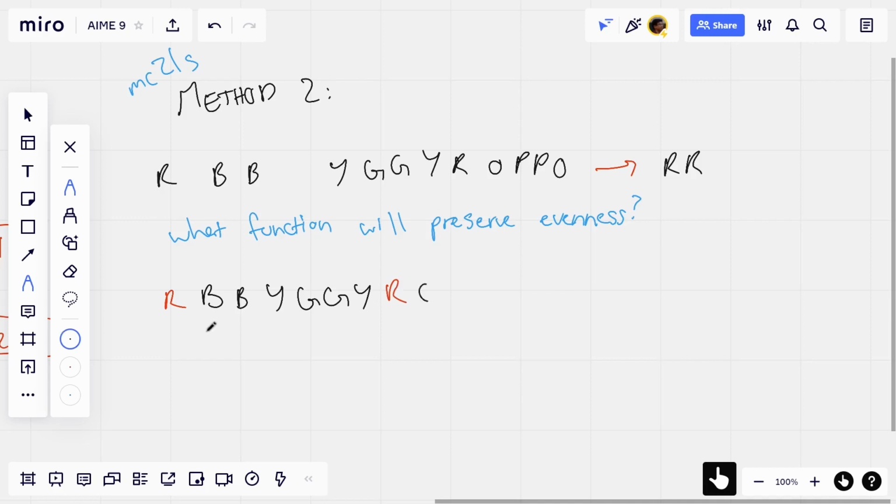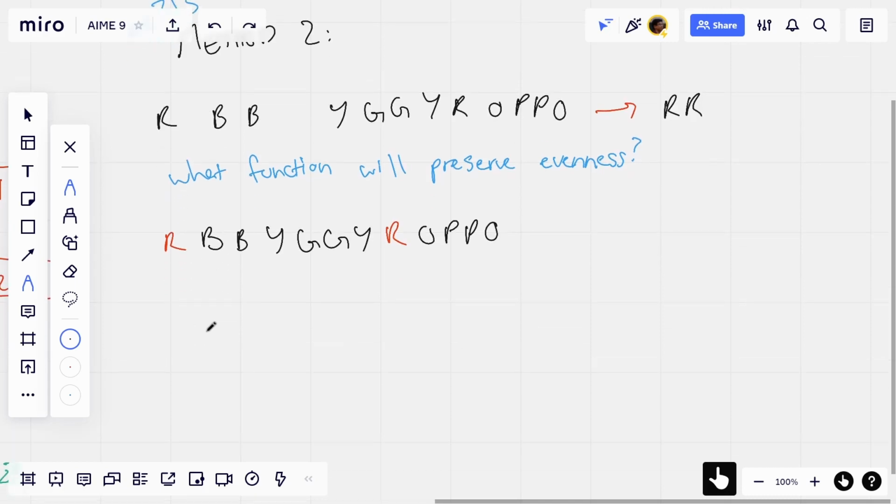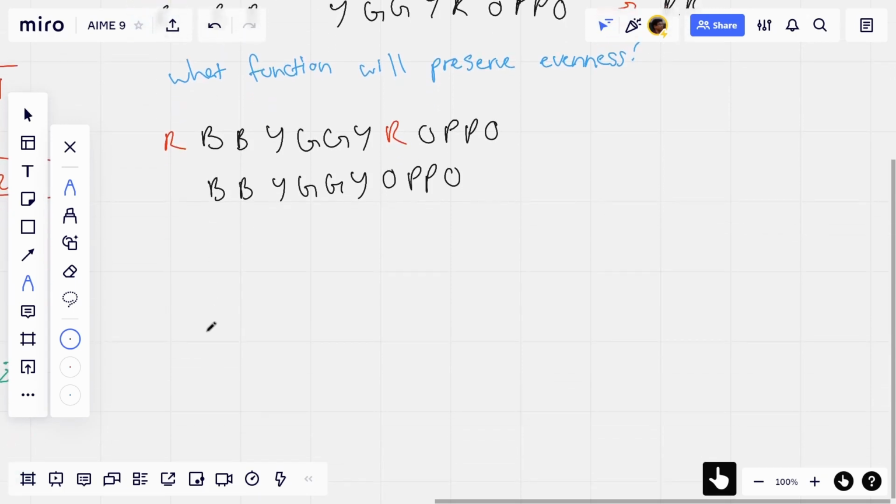Once you remove red, notice that the red on the right side will split the sequence of blocks into 2 parts. We are going to remove red while flipping over the second half of the sequence. So this O would flip over there, this O would flip over there. And there's a very specific reason for that, which we'll talk about later. But essentially, it will preserve evenness. Why? Let's take an example.